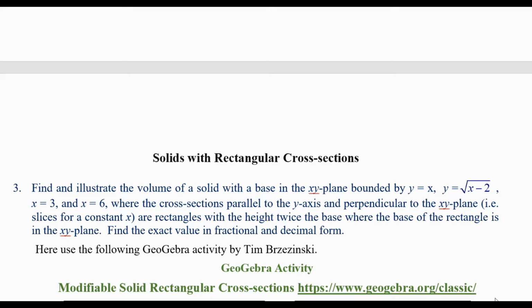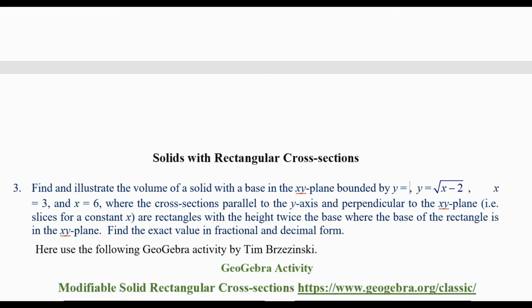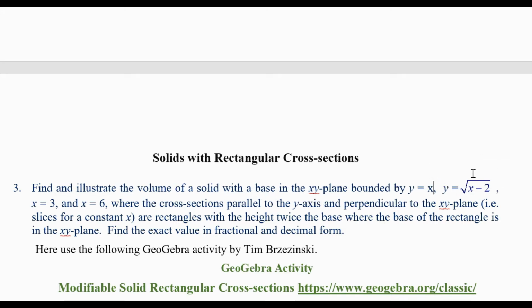Find and illustrate the volume of the solid with a base in the XY plane bounded by the curves y equals x and y equals the square root of x minus 2, x equals 3, and x equals 6. The cross sections parallel to the y-axis and perpendicular to the xy plane, in other words, for slices for constant x, are rectangles with a height twice the base.